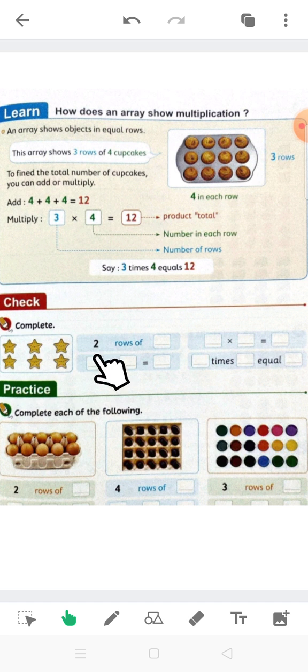Let's solve some exercises here. Complete. I've got 2 rows. He mentioned the rows first. Then what do we write? How many columns, or how many elements in each row? I've got 3, so I will write 3. Okay.